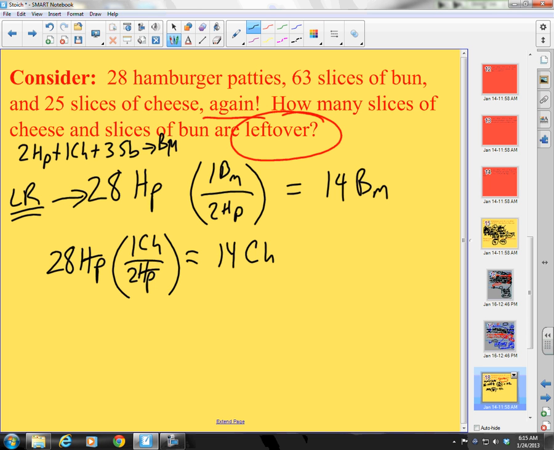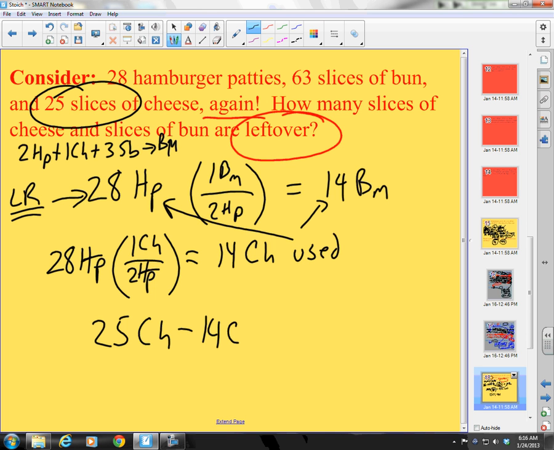And what is that? Well, that's how many slices of cheese are used to make my 14 Big Macs to use up my 28 hamburger patties. So I have 14 cheeses used. Well, how many cheeses did I start with? Well, I started with 25. So I started with 25 cheeses, and I subtract 14 cheeses. And what am I left with? I have 11 cheeses which remain. That means I still have 11 pieces of cheese after all my 28 hamburgers have been used up.